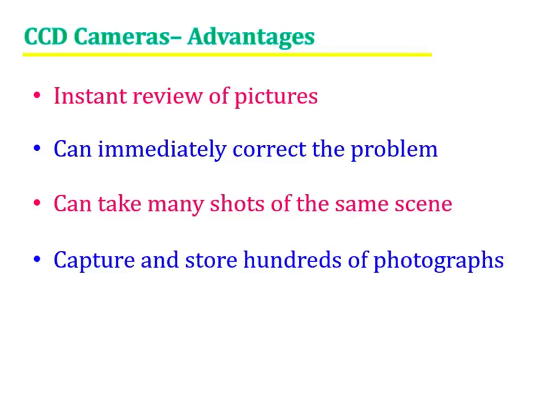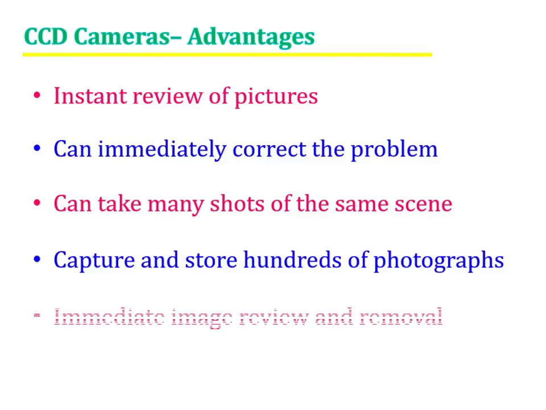The fourth advantage is that the camera will have the ability to capture and store hundreds of photographs, right, on the same media device. This is another advantage that it has when you go for CCD, right? And you can immediately review the image, and if you do not want it, you can remove it. So these are a few advantages which CCD cameras having a CCD chip give you.